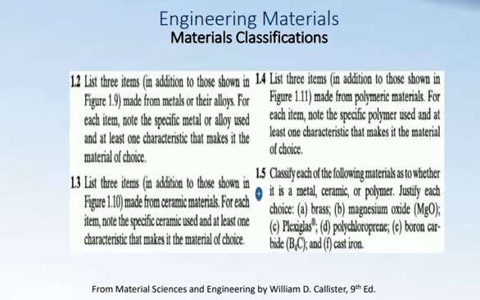In question 1.5, you are required to classify each of the materials in one of the classification categories of materials, either metal or ceramic or polymer. That is brass, magnesium oxide, plexiglass, and so on.